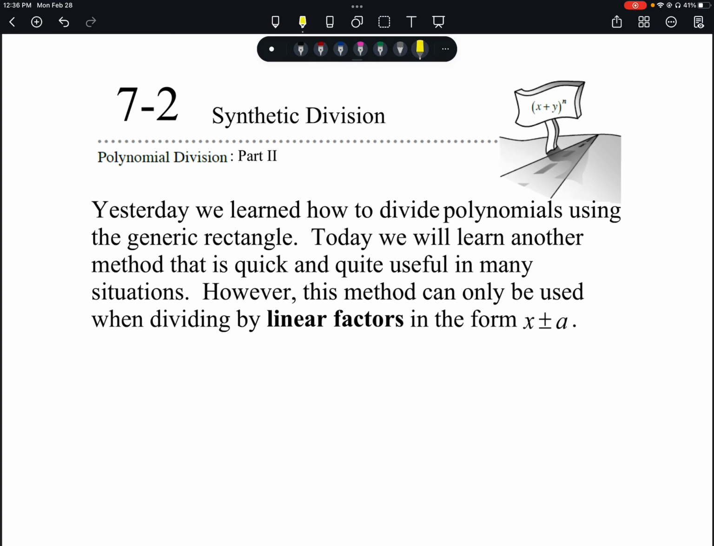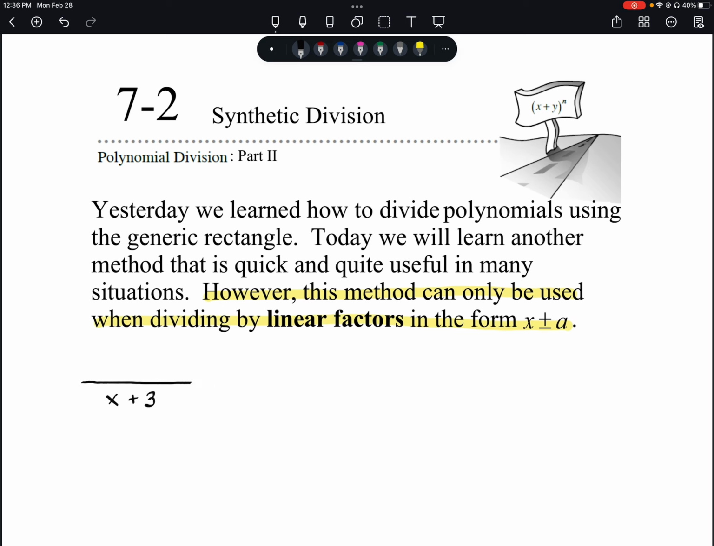It says this method can only be used when dividing by linear factors of the form x plus or minus a. So as we try to use this form of division, we can only divide by linear factors that are in that form. For instance, if I had something in the top here and I was going to divide it by x plus 3, that would be totally fine.